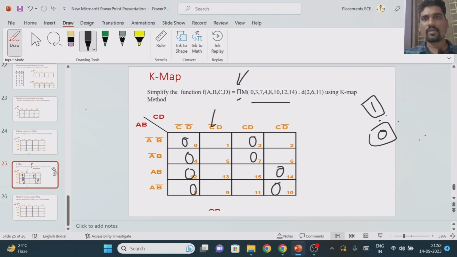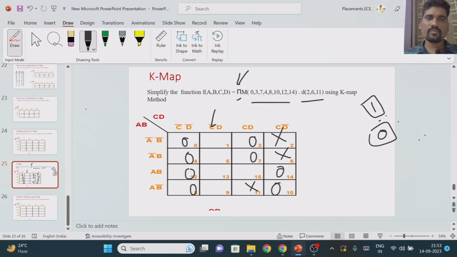Now we have the don't care combination. So what are the don't care combinations? They are given as 2, 6, 11. So 2, 6, 11 is the don't care combination. Okay, fine, these are the things.